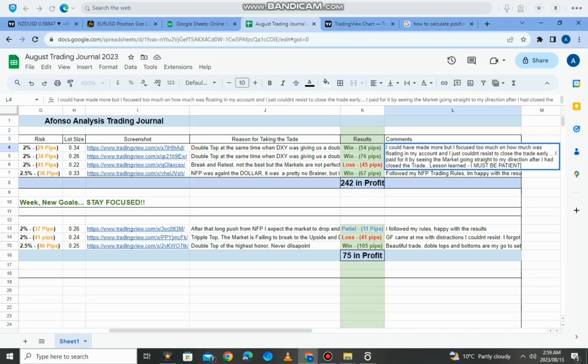It says I could have made more. Of course I could have made more, but I focused too much on how much was floating in my account, and I just couldn't resist to close the trade early. I paid for it by seeing the market going straight to my direction after I had closed the trade. Lesson learned, I must be patient. Now, I don't know if you relate to this, guys. Sometimes you close a trade early because you panic, or you start paying attention to the money floating on your screen, and just after you close the trade, it goes in your direction.